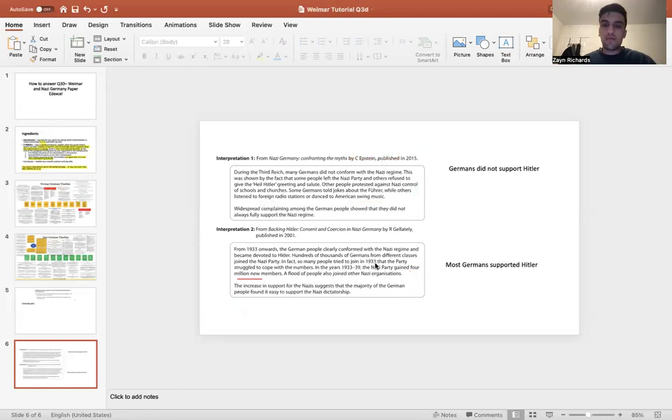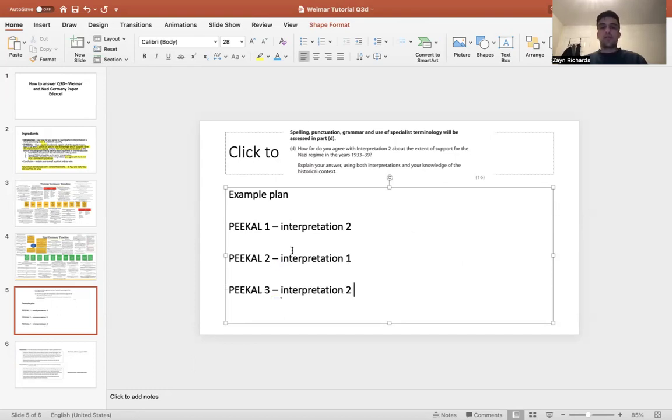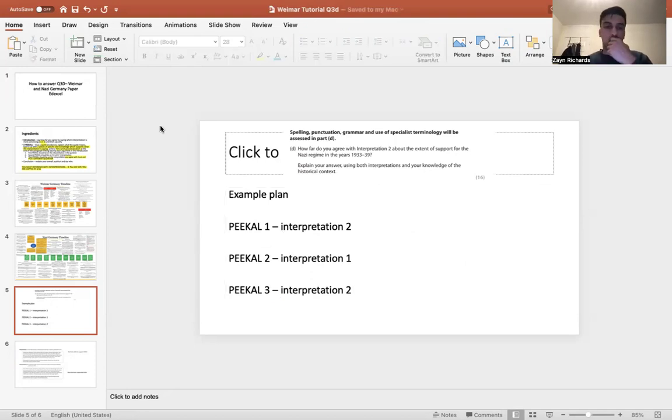Let me just rub that off. Okay, so let me just go back to this. Right, so paragraph one, so PCal one always has to be the one on the question. So that's going to be on interpretation two. PCal two has to be on the other interpretation. So that's going to be interpretation one. And then PCal three is back to interpretation two again. Okay. So that's essentially what we're going to do.